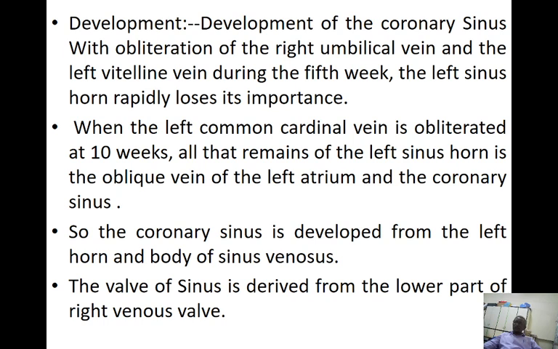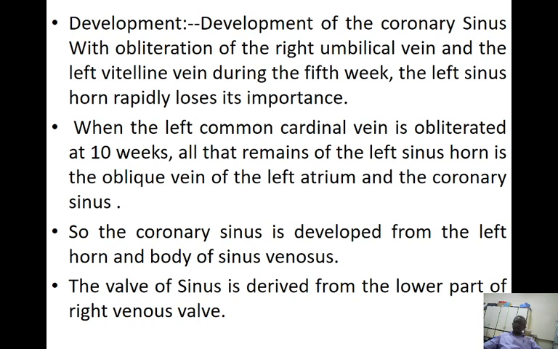Development. Development of the coronary sinus: with obliteration of the right umbilical vein and left vitelline vein during the 5th week, the left sinus horn rapidly loses its importance. So in the development of the coronary sinus, the right umbilical vein and the left vitelline vein obliterate during the 5th week. Thereby, the left sinus horn rapidly loses its importance.